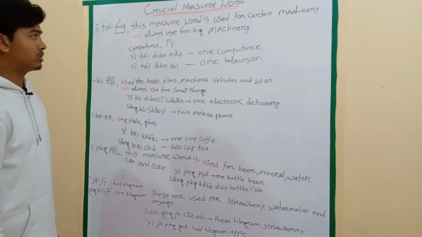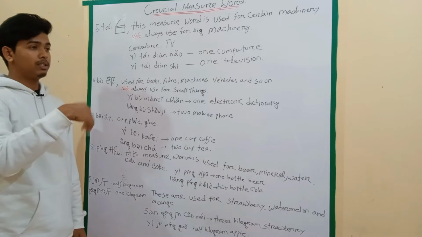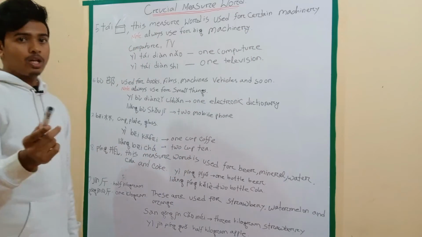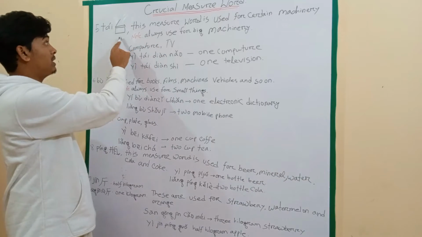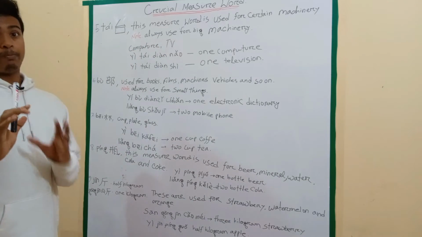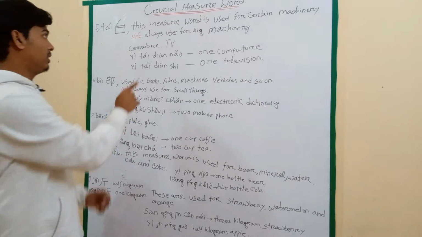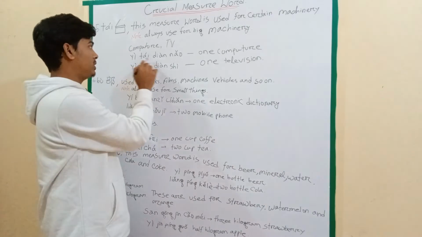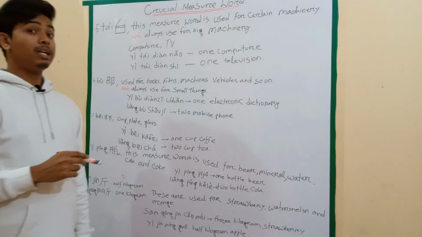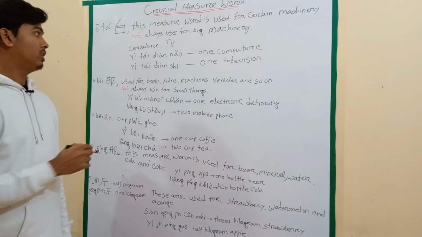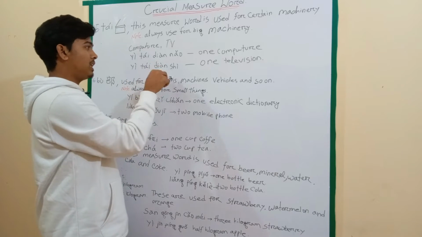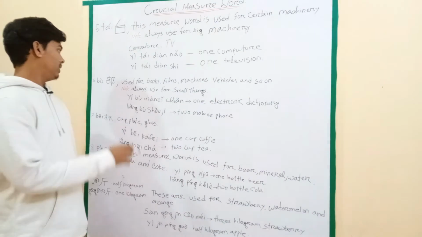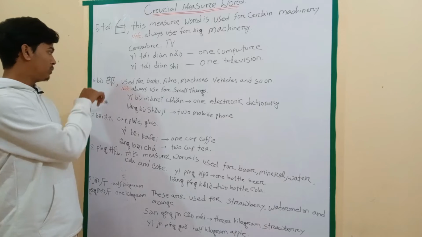Another crucial measure word which is called Tai. Tai is a measure word which is used for certain machinery. Always remember, this measure word is used for big machinery, like a computer. Computer is a big machine. So how to say one computer? 一台电脑. 一台电视, one television.